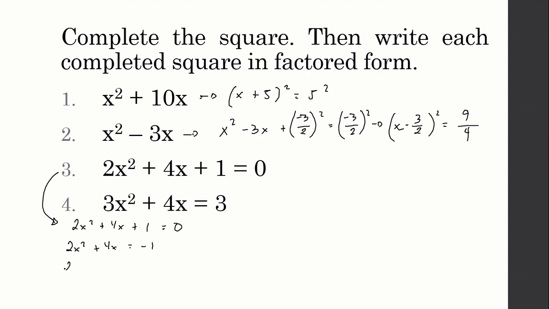And then factor 2. So it will become x squared plus 2x equals negative 1. Now, let's make the binomial term a perfect square trinomial by doing the completing the square. So it will become x plus 1 squared. Okay, still you have 2 here outside the parenthesis and equal to negative 1.